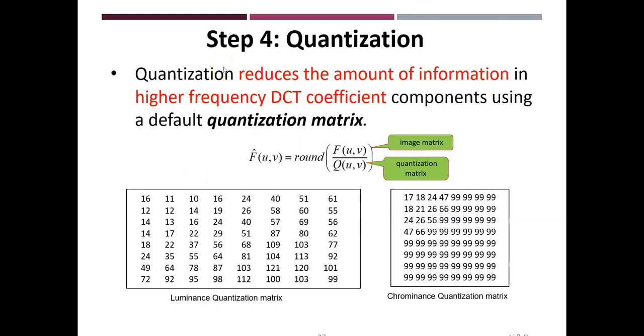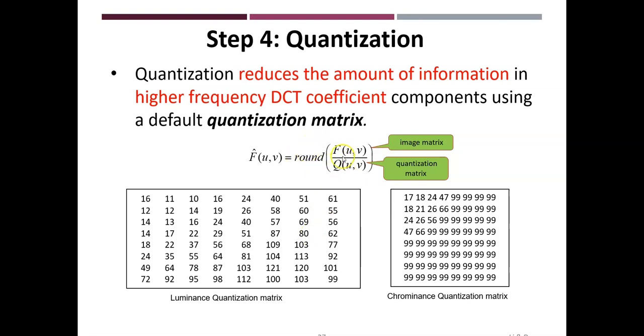Okay, so step 4, we're going to perform quantization. Quantization actually helps to reduce the amount of information in the higher frequency DCT coefficient components using a default quantization matrix. To calculate the quantization, the image matrix Fuv is divided by the quantization matrix Quv, and then we round it. For example, if the result of this division is 5.6, we round it to 6. If it is 5.3, we round it to 5. So we round to the nearest whole number.